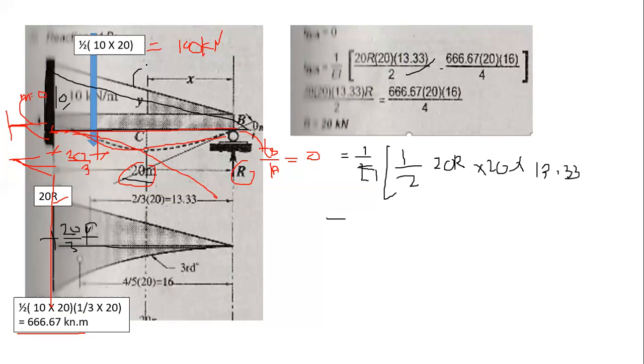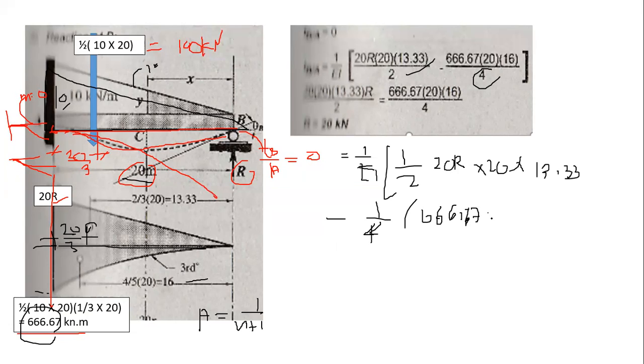Minus ka lang dito. Ito naman. This one, take note, this is first degree. If the load is first degree, the shear is second degree, the moment is third degree. And then the area of that one, area is 1 over n plus 1. If this is third degree, the area here becomes 1 over 4. Okay? Then continue lang. This side is 666.67 times 20 na base.